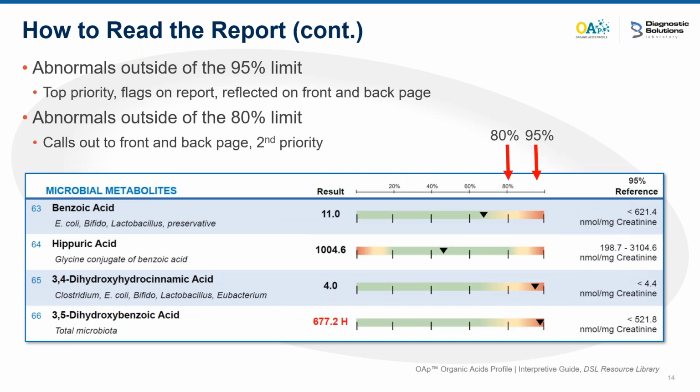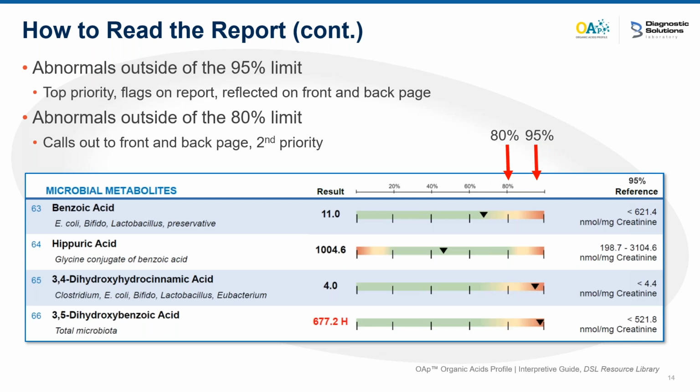The 95th percent and 80th percent can help you basically build a treatment hierarchy, because abnormals that are over the 95th percent can be like your top priority items. And then abnormals that are over the 80th percent, like this number 65, 3,4-dihydroxyhydrocinnamic acid at 4.0. That one is over the 80th. It's not yet over the 95th, right? Because it's not flagged red and it doesn't have an H. So you can tell it's high, but it's not extremely high. So that one might be more of a second priority. And this can just help as you're building your plan.